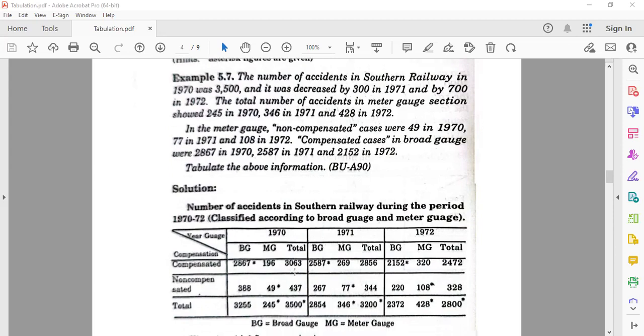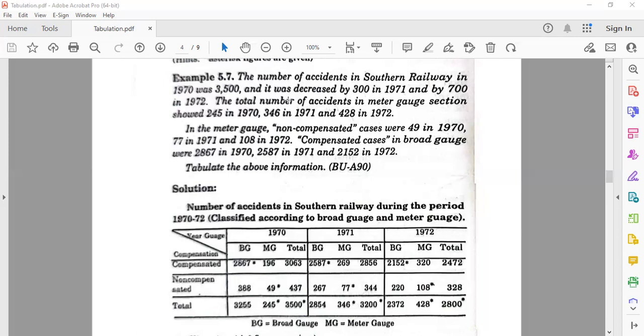Now, first of all, you have to construct a table consisting of 3 years, 1970, 71 and 72. Next, the trains get divided into two gauges, BG and MG. BG stands for broad gauge, MG stands for meter gauge. So broad gauge, meter gauge, that total in 1970. Similarly, broad gauge, meter gauge, that total in 1971, and in 1972. So like this, you have to take the totals. Now the values which are marked with a star are the values given. So these values are given here.